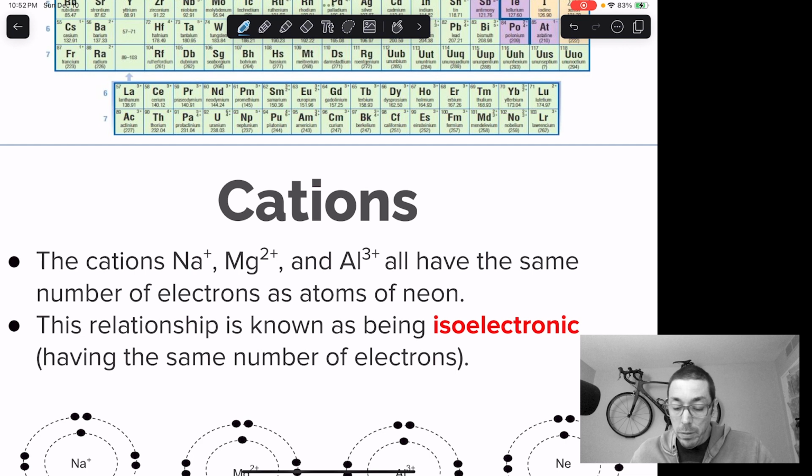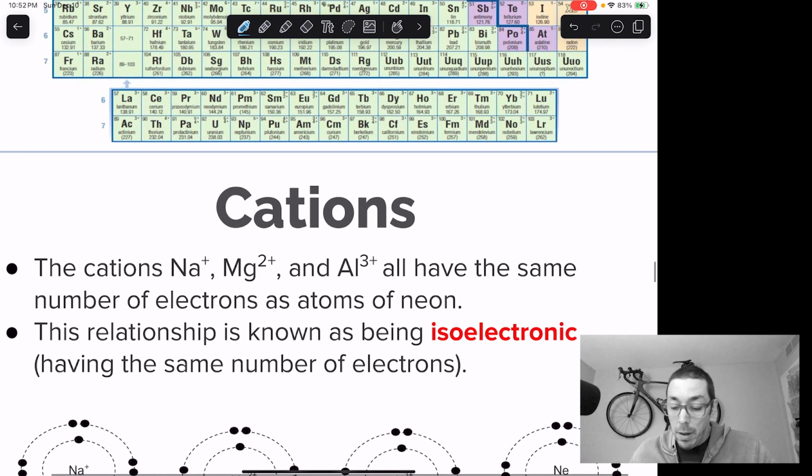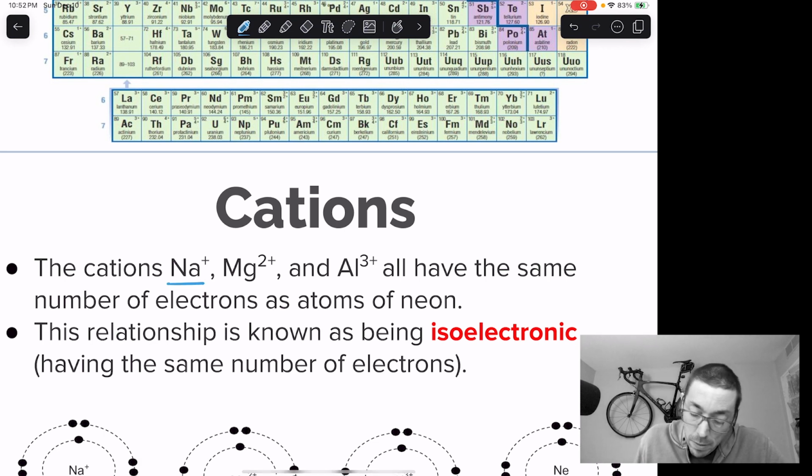Magnesium in group 2 loses 2, becomes a 2 plus charge. Aluminum in group 13 has 3 valence electrons, it loses all 3 to become a plus 3 ion. And the thing is, all 3 of those now have the exact same number of electrons, and it's the same number as neon, which is 10 electrons.